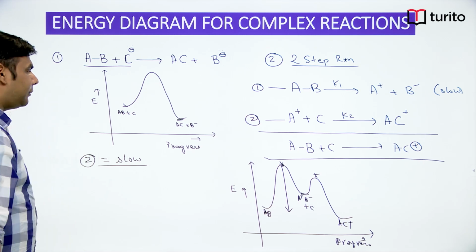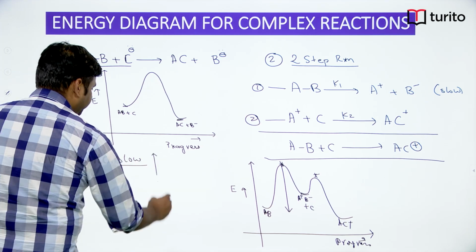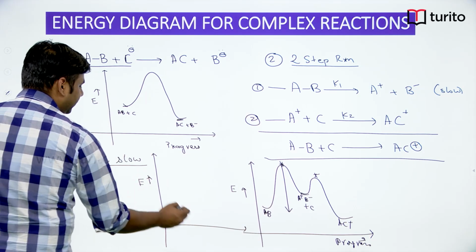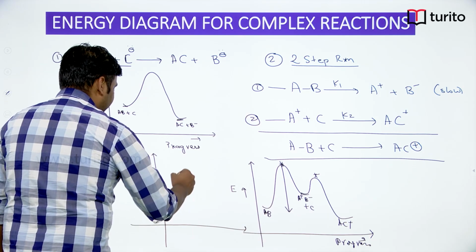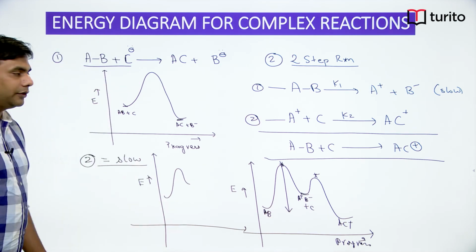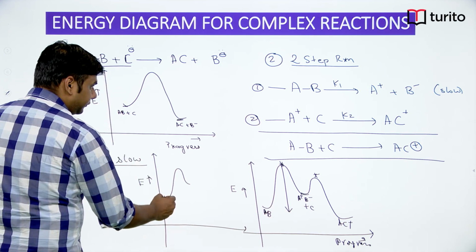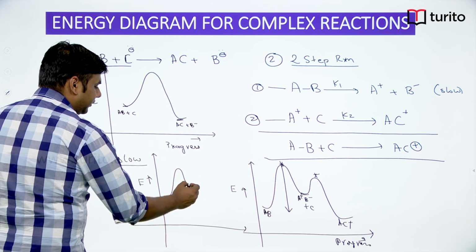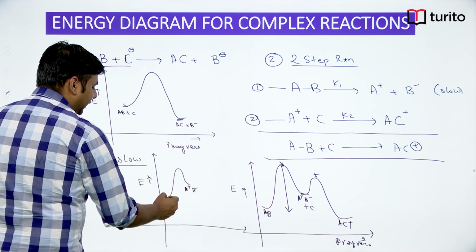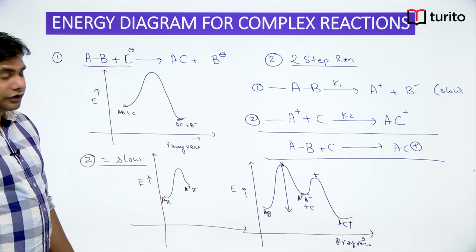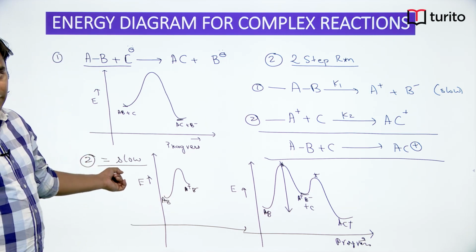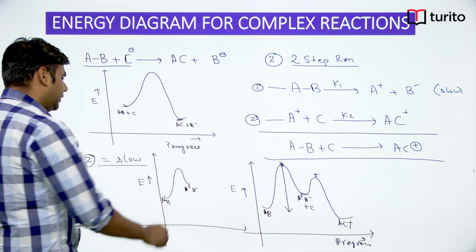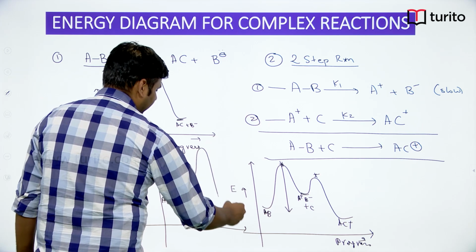So when the second step is the slowest step, we can say that the first step would be fast. Okay, so the activation energy suppose is this. This is A, B, and this is A plus and B negative. Now the second step is a slow step. Suppose it is given to us that the second step is the slow step, it means that the activation energy of the second step would be more. So the graph would look something like this.